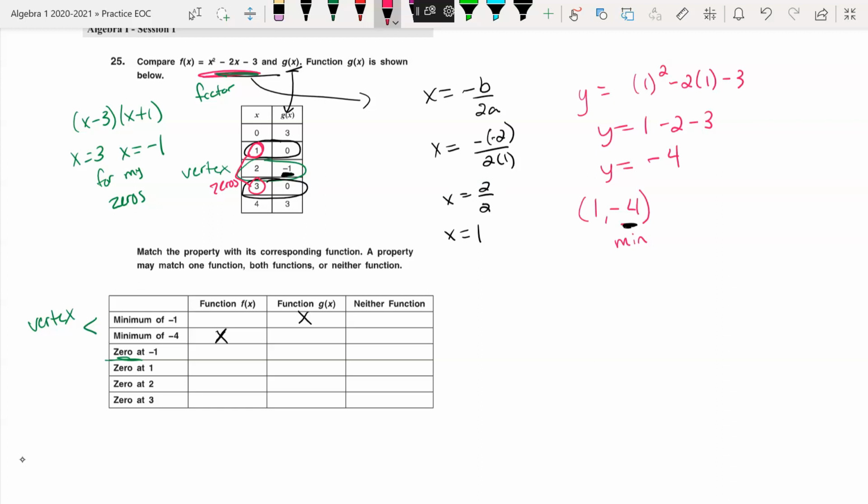So a 0 at negative 1, if you notice, that would be the first function that we did right here. So that would be f of x. A 0 at 1 is g of x, if you look at the table. A 0 at 2 is neither function, because neither of them have a 0 at 2, and then a 0 at 3 would be both functions. And you can select both. So that's what your table should have looked like on 25.